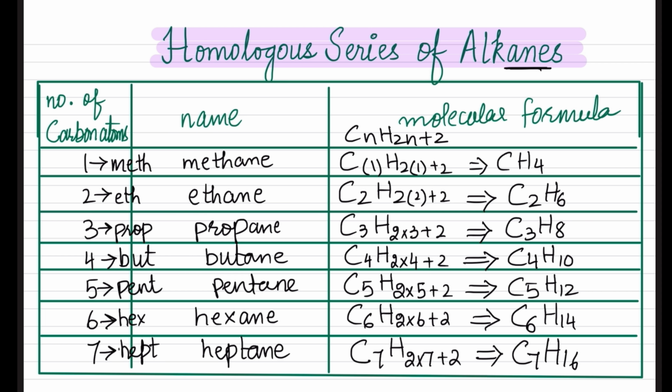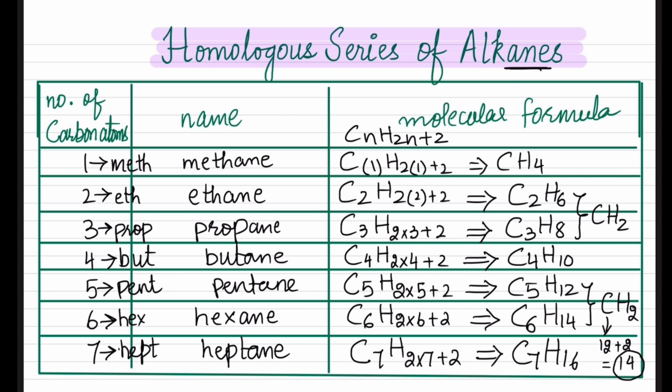Now, we will see that there is a difference of a CH2 group between the successive members of the homologous series. Like between pentane and hexane, there is a difference of a CH2 group and a mass of 14 units, as carbon has a mass of 12 and the hydrogen atoms are 2 here, so it makes 14. So there is a difference of a CH2 group between successive members with a mass of 14 units.